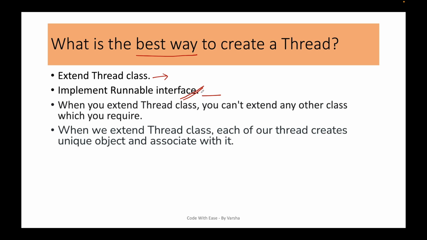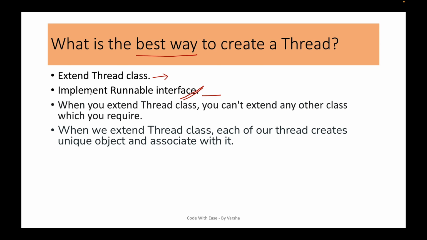Second is, when we create a thread class, as we will see in the code, every thread will create a different object. So that also is creating more overhead. You are doing new thread every time. Just because you've extended the class, you have to create an object of it.